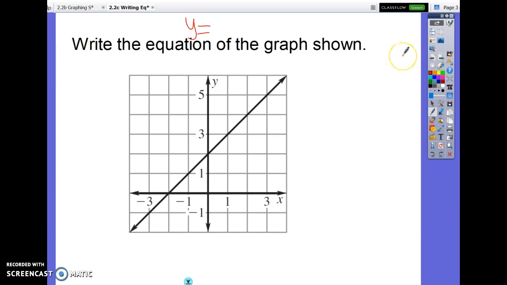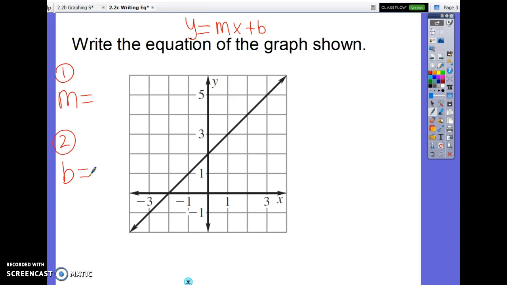So let's look at a problem. If we want to write the equation, we're writing it in that form again. Y equals mx plus b. So in order to do this, we need to figure out what m is, and we need to figure out what b is. That's the information we need in order to write the equation of a line.